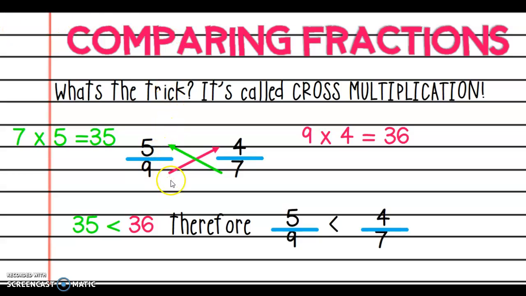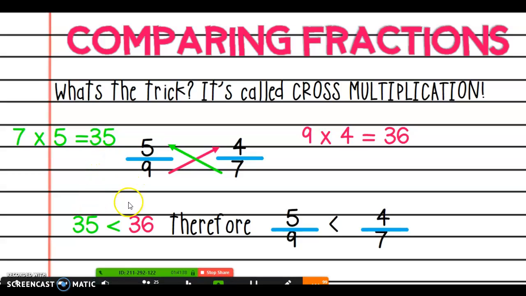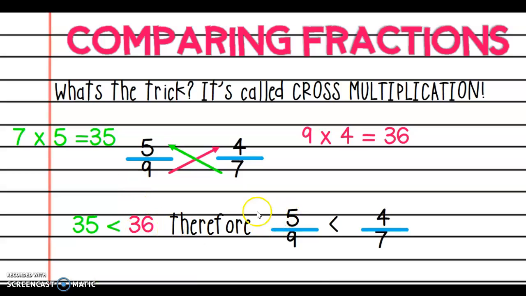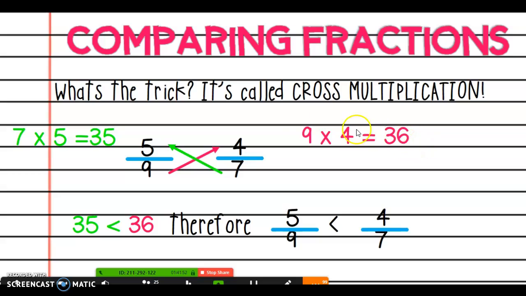Okay, so as we look at it, the pink arrow, we follow it. This, as I just said, 9 times 4 equals 36, corresponds here to this fraction. So we're looking at 36 for this. We follow the green arrow. Multiplying 7 times 5, we get 35. It corresponds to this fraction. 35 is less than 36. Therefore, 5/9, because the 35 corresponds to this fraction, is less than the 4/7, because 36 corresponds to this fraction.